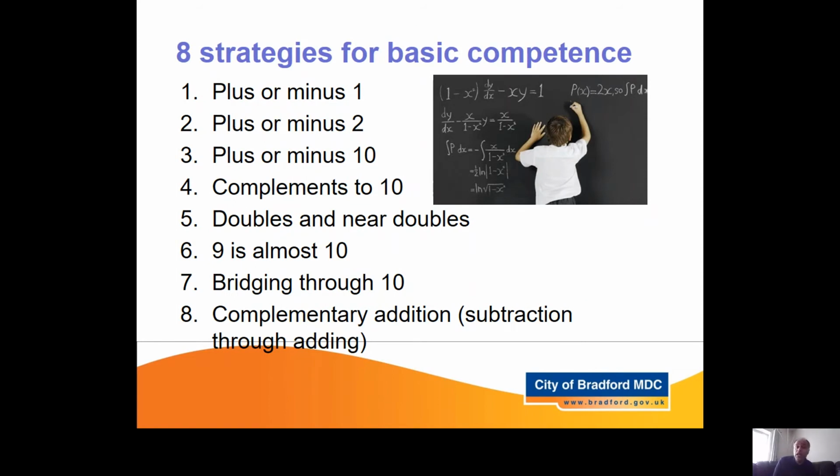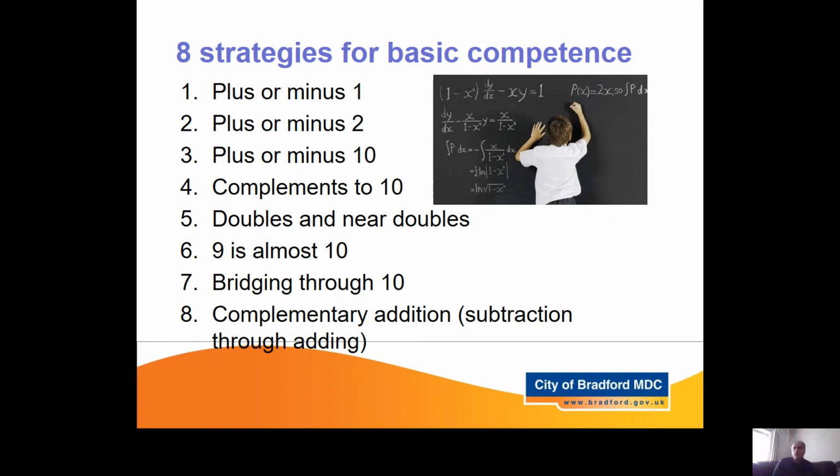So being able to plus or minus 1, plus or minus 2, plus or minus 10 from any number, knowing your number bonds to 10, knowing doubles and near doubles, realizing that 9 is almost 10, so 99 and 99, convert it to 100 and 100, take away 2, so the answer is 198, doing it like that.